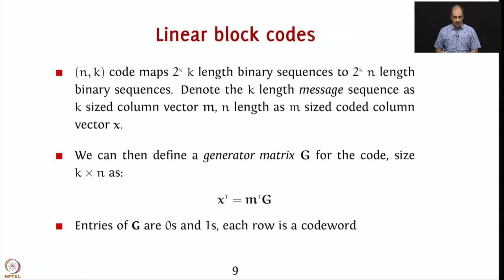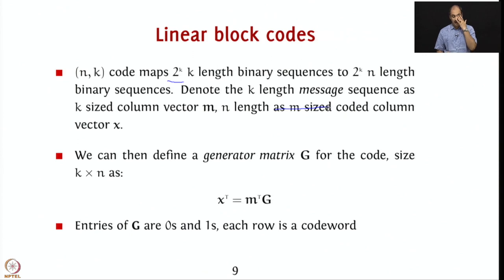So, let us just understand what a linear block code does. You have an (n,k) linear block code that maps 2^k k-length binary sequences to 2^k n-length binary sequences. That is, if you take a block of k information bits, the total number of possible sequences that you can construct is 2^k. These get mapped to 2^k n-length sequences, where n is larger than or equal to k, therefore there is redundancy added. For convenience, we denote the k-length message sequence as a k-sized column vector m, and the n-length coded column vector as x. That is, you take the message, express it as a column vector, and the coded vector, which is x, is also an n-length column vector. So, the k-length column vector gives rise to an n-length column vector after performing the coding operation.